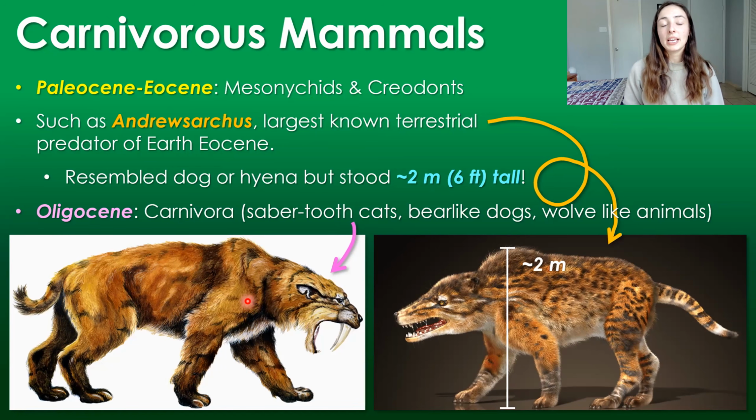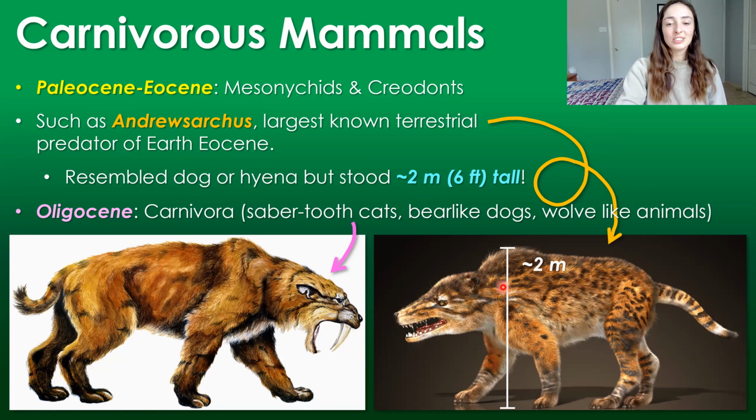Carnivorous mammals in the Paleocene and Eocene included mesonychids and creodonts. Creodonts looked a little like this big cat here, but it wasn't technically a saber-tooth cat just yet. But mesonychids included a group called Andrewsarcus, which is shown here to the right and was actually the largest known terrestrial predator of the early Eocene. This says Earth Eocene. Sorry, that's supposed to say early.